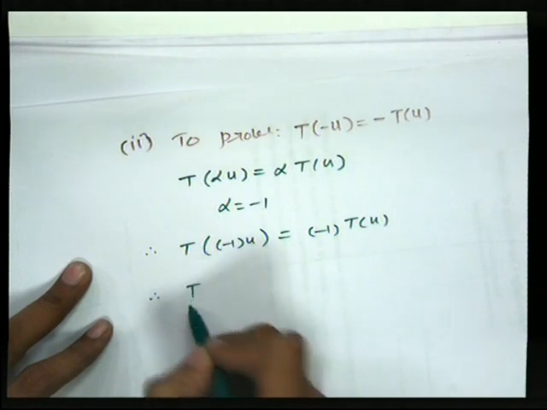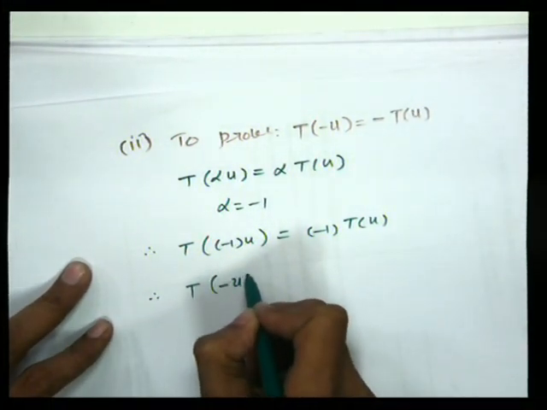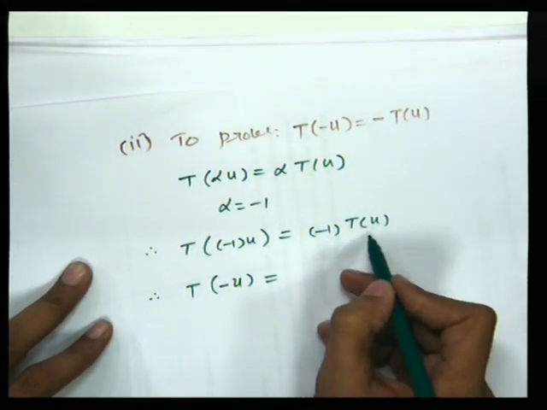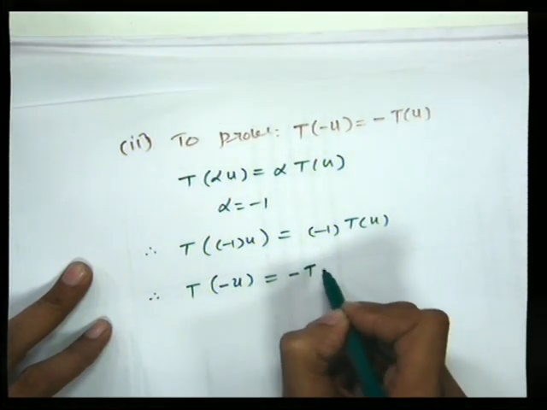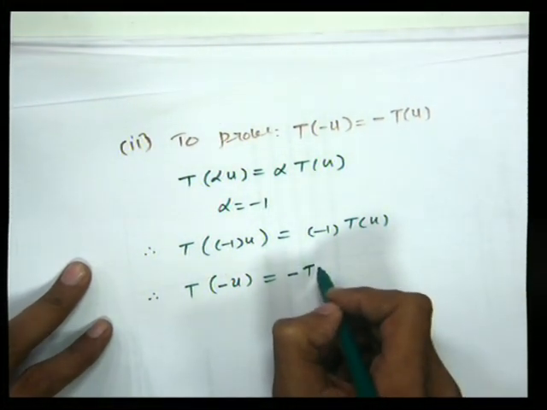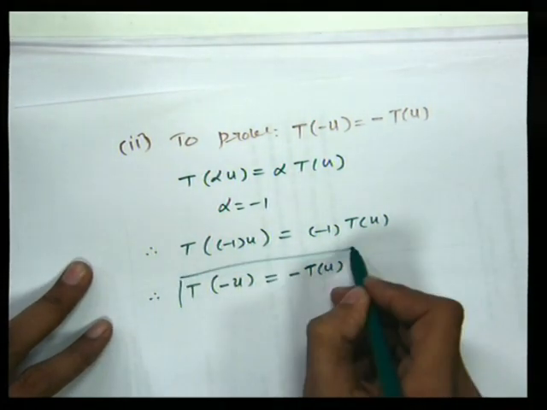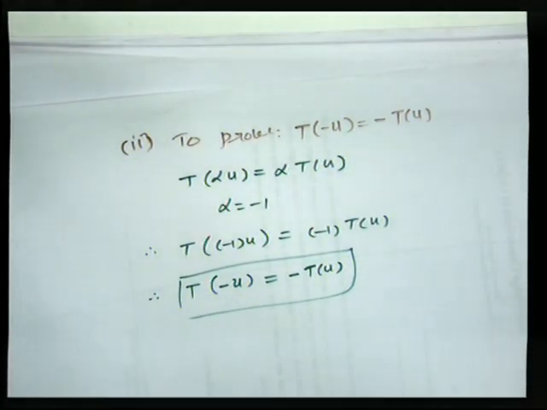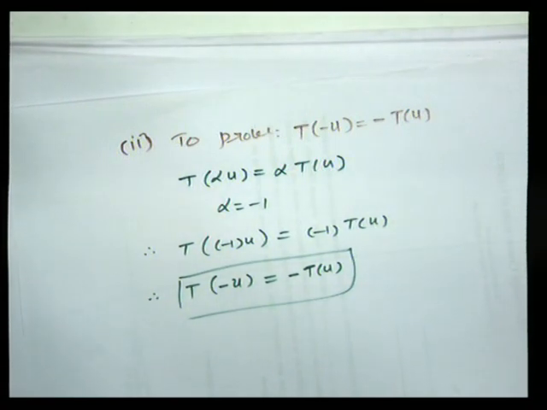Therefore t of minus 1 into u is nothing but the additive inverse of u is equal to minus 1 into t of u, which is nothing but the additive inverse of t of u. So this proves the second condition, that t of minus u is equal to minus of t of u. Okay, this way we have proven the second theorem. Now we come to the next one.